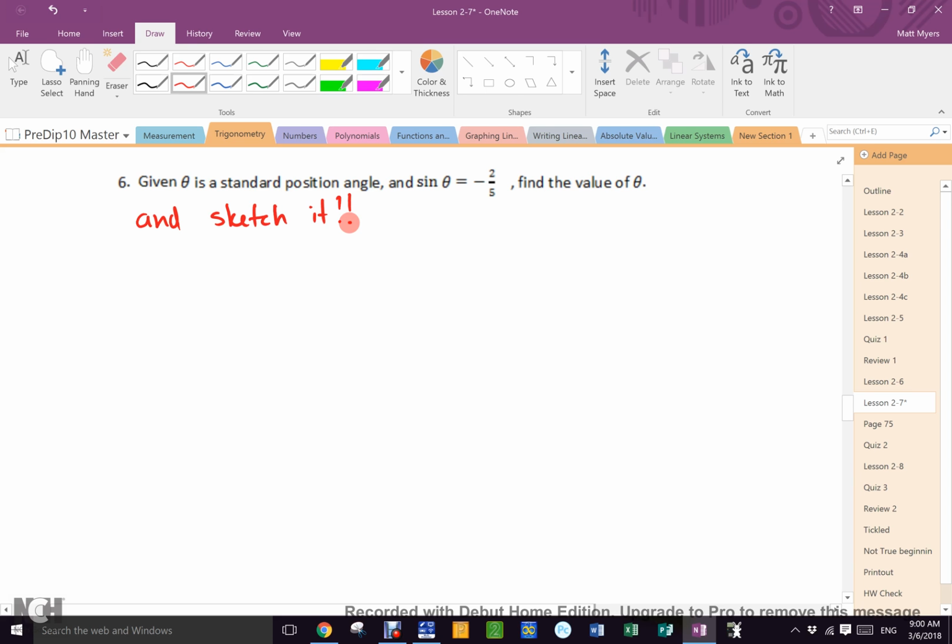Do I need to sketch it right away to do number 6? Yes or no? No. Why? Because you already had enough information to write it out. Because I have sine theta as that. So can I not just shift sine right away? Can I? So to find theta, all I can do is shift sine negative 2/5, right? Let's do that. What do I get?